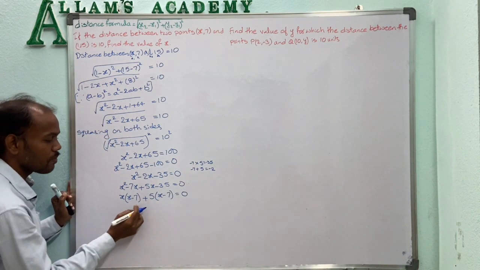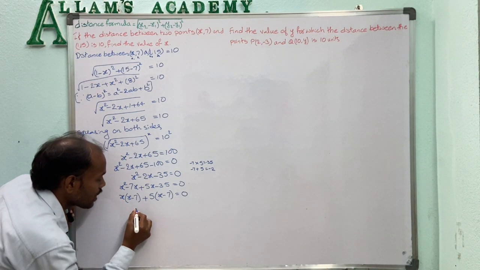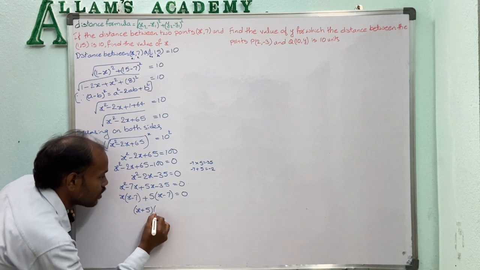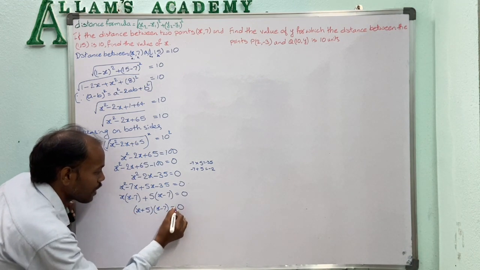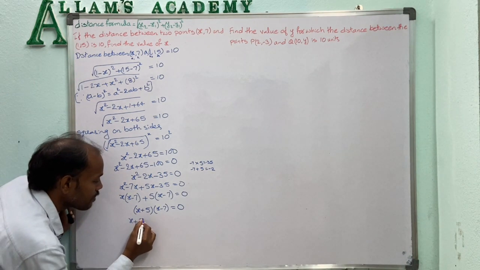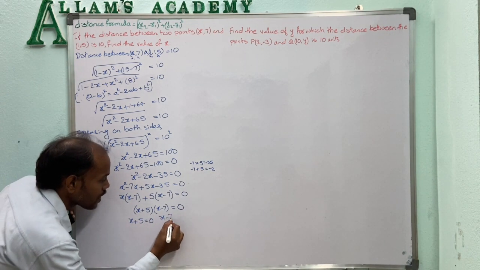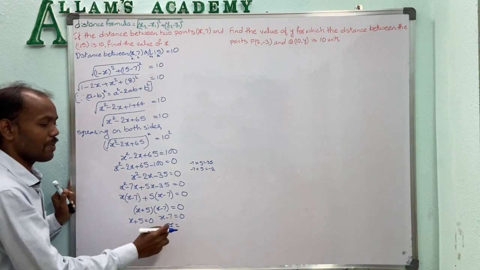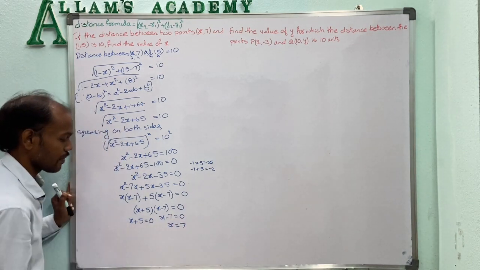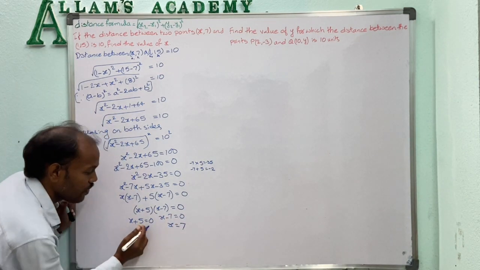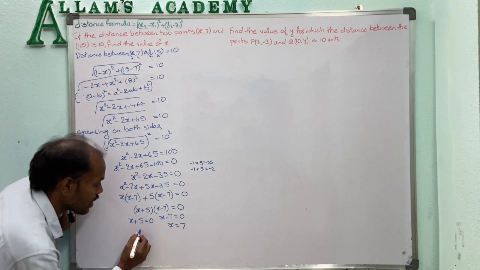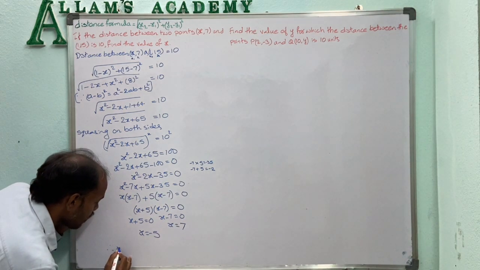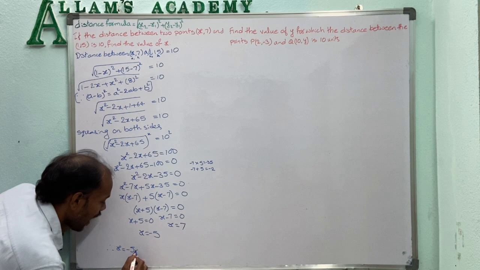Now in both terms, x minus 7 is the common factor, so we take that common. Here x remains, here plus 5 remains, so (x plus 5) into (x minus 7) is equal to 0. That means either x plus 5 equals 0, or x minus 7 equals 0. If x minus 7 is equal to 0, then minus 7 transfers to the RHS as plus 7, so x equals 7. Now in x plus 5 equal to 0, the plus 5 transfers to that side as minus 5, so x is minus 5. Therefore we get the x values as minus 5 and 7.